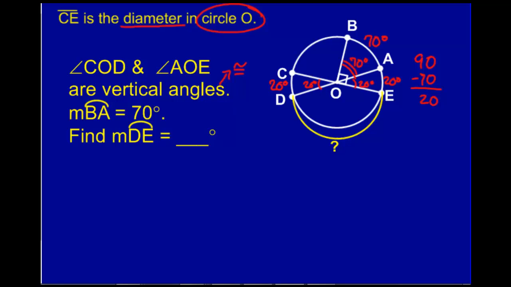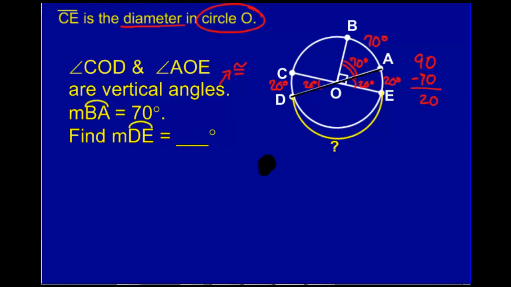All right, we're really making a lot of progress now. All right, and again, let's get to what we're looking for. We're looking for the measure of arc DE. Well, here again I see I have a diameter that forms a semicircle, half of a circle, and so I've already got that one part.